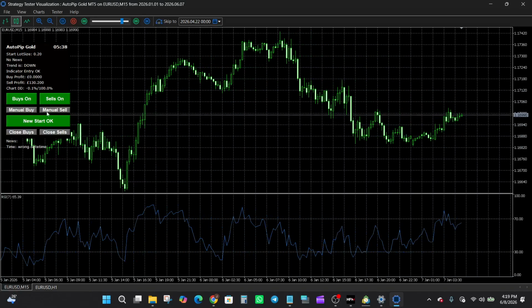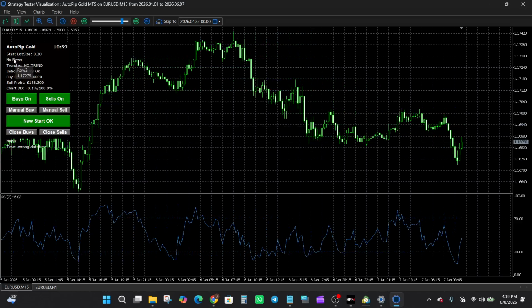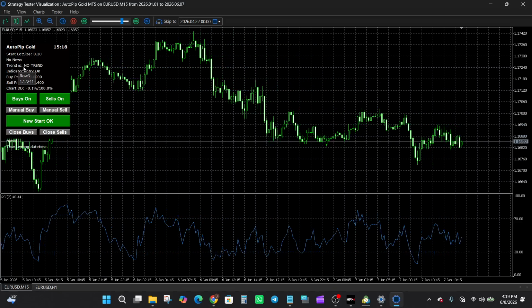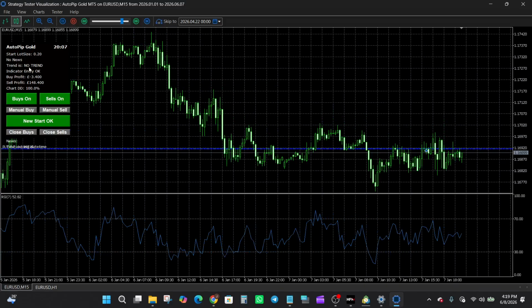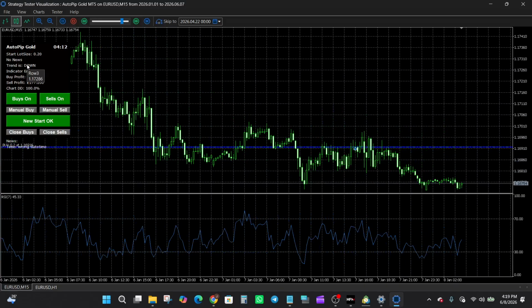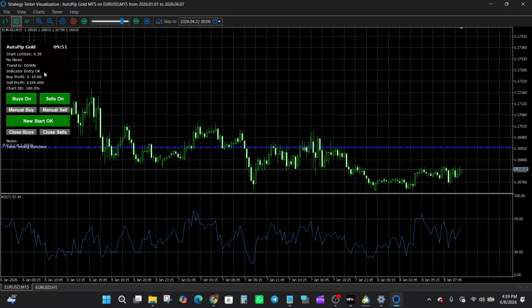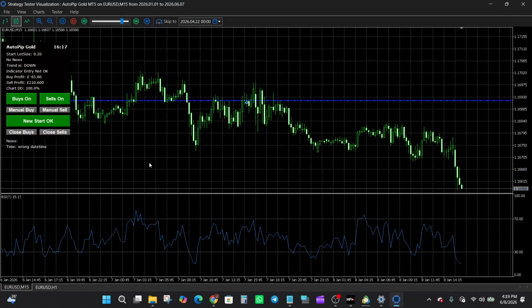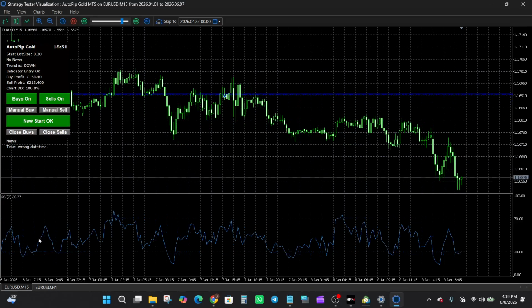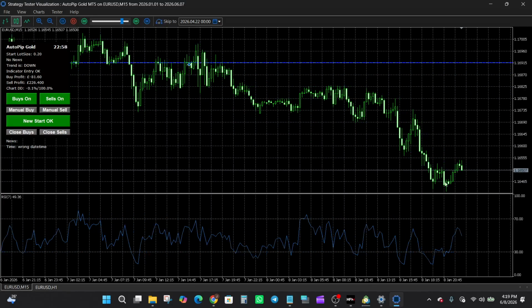We can see the dashboard here as the EA is active, showing the start lot size, no news, and whether there is trend or not. You can see no trend, but then when trend is up, it's going to show us up, and if trend is down, it's going to show down. Indicator entry, the buy profit, the sell profits, chart drawdown, and all of that. You can also see the RSI technical indicator being displayed here.